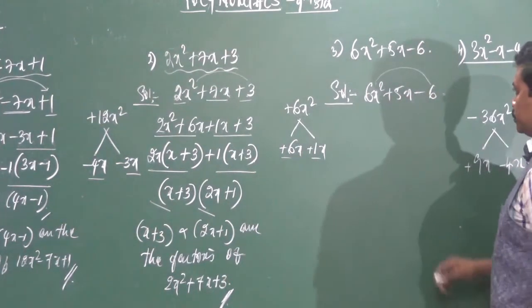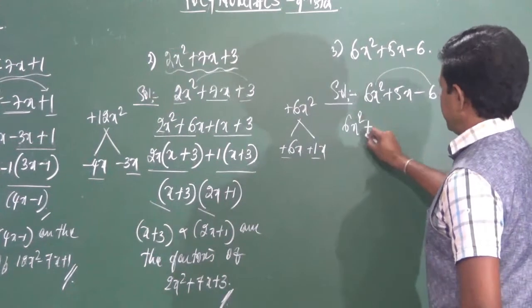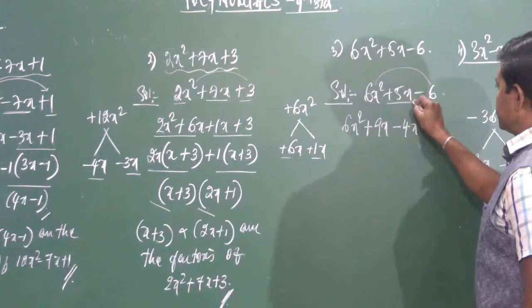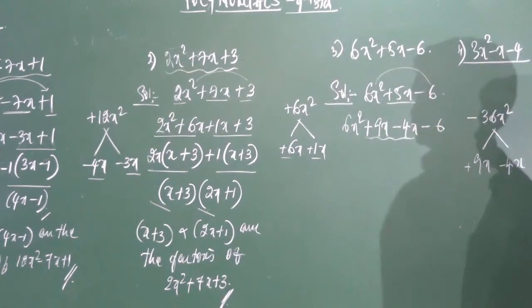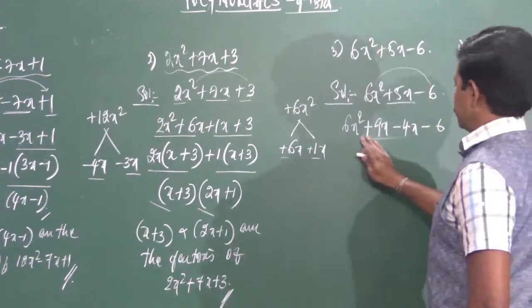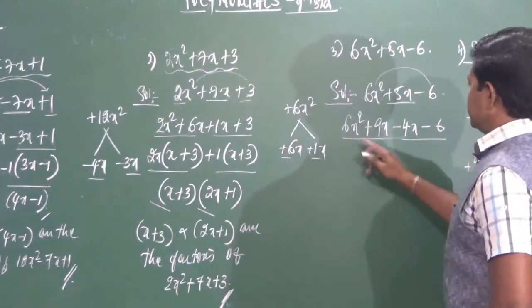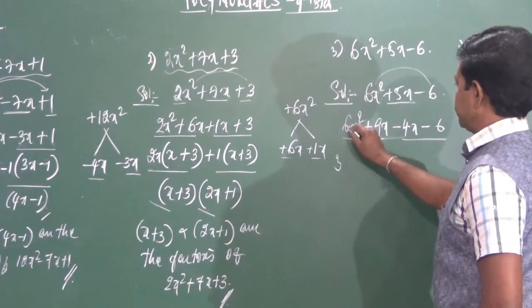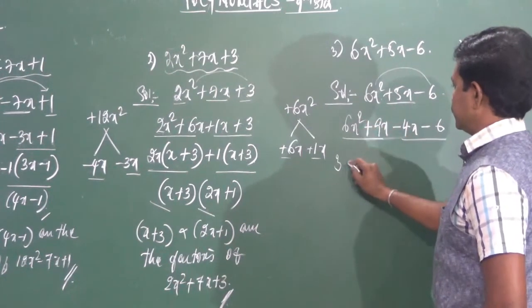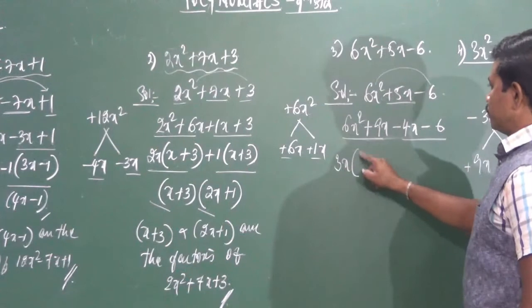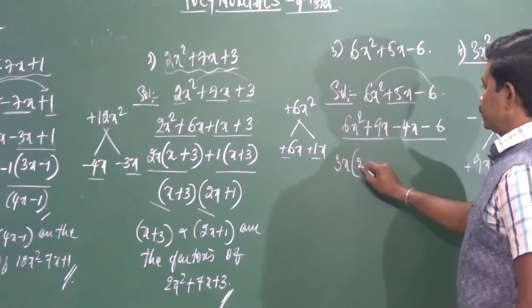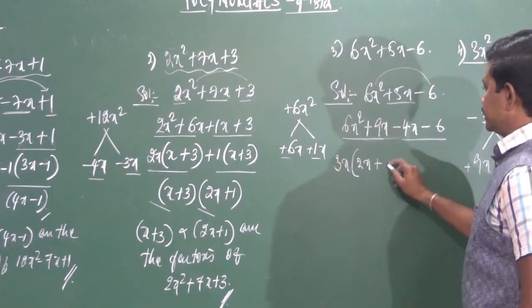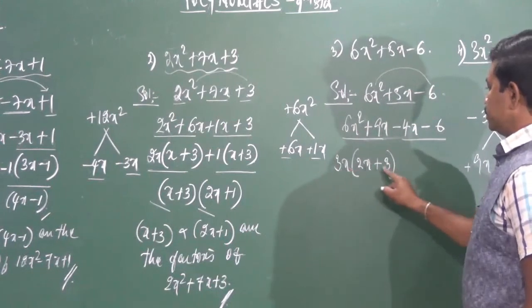I hope this suits. So 6x square plus 9x minus 4x minus 6. So instead of this plus 5x I have written plus 9x minus 4x. Now we will consider two terms, making a group of two terms. So here we can take 3x as common, because HCF of 6 and 9 is 3. So x and x, we can take x as common here. So 3x into what gives you 6x square, it is 2x. 3x into 2x is 6x square, plus 3x into what gives you 9x, it is 3. So 3x into 3 is 9x.